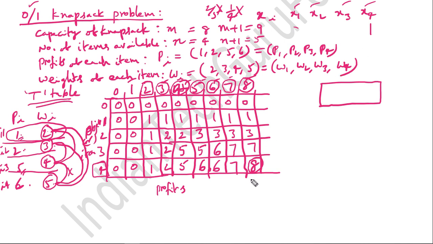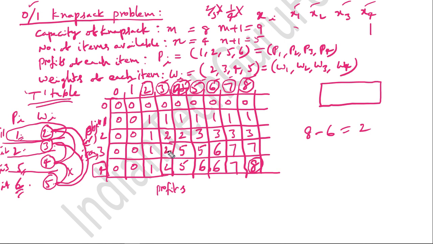So after inserting item number 4, what is the profit of item number 4? 6 is the profit. Already, what is the maximum profit we got? 8. So what is the remaining profit? 8 minus 6 is equal to 2. 2 is the remaining profit. Now go to item number 3 and see whether profit 2 is there or not.